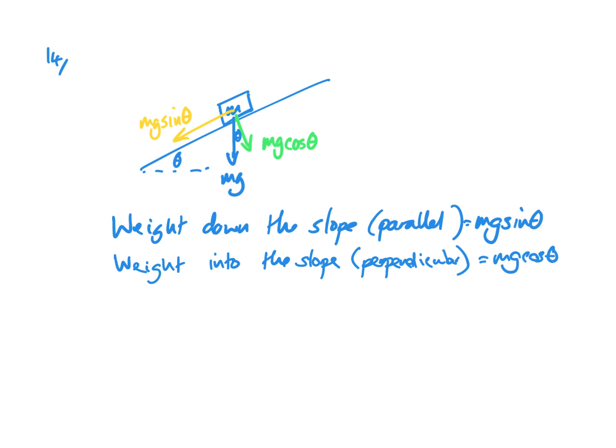Now to help you remember the sine theta component, if you think about if this slope was flat, i.e. theta was 0, then the weight down the slope would be 0. And that might help you remember, if you know that sine theta is 0, cos theta isn't, cos theta is 1. That might help you remember which one is the parallel component. So that's a kind of background theory, and then we'll look at a worked example of that.